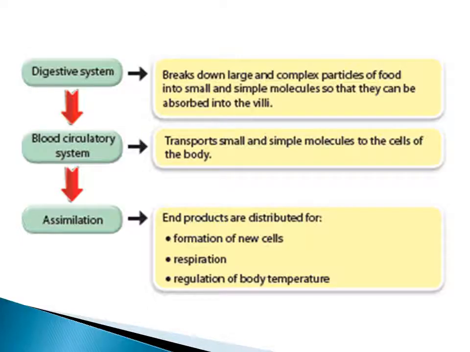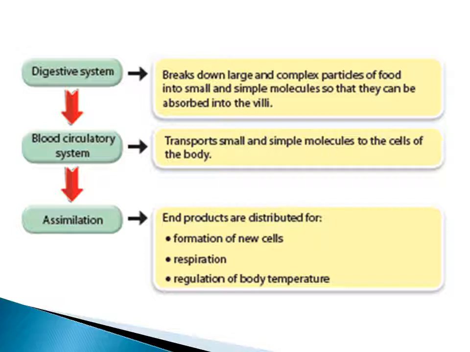There are two systems which are actively involved in the digestion and assimilation process. Firstly is the digestive system. It breaks down large and complex particles of food into small and simple molecules so that they can be absorbed into the villi. For example, when you chew rice, rice is broken down into simpler particles of food, simple molecules of glucose, and this will be absorbed into the villi.